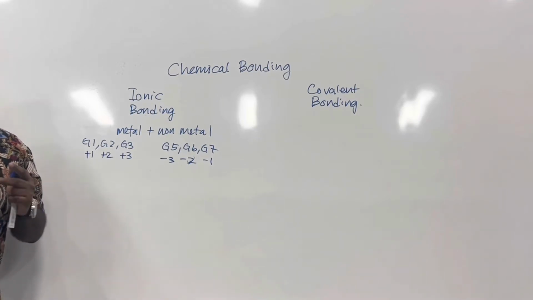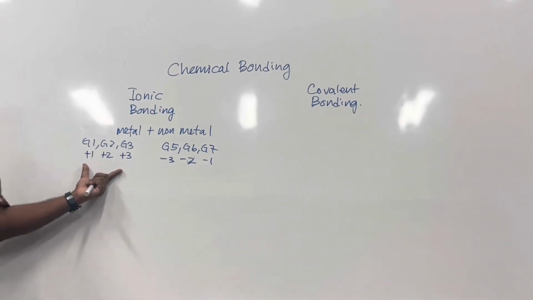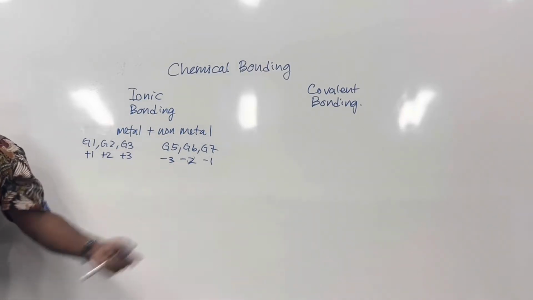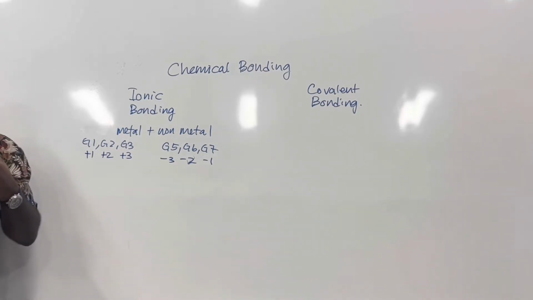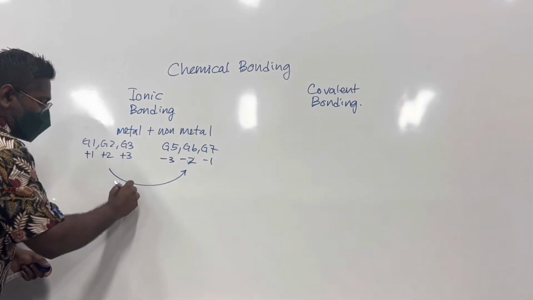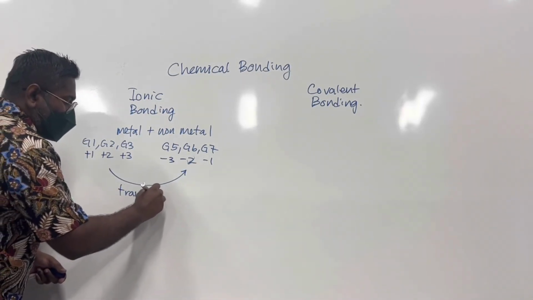So metal has a tendency to lose electrons, and non-metal has a tendency to gain electrons. So there is going to be what we call a transfer of electrons.